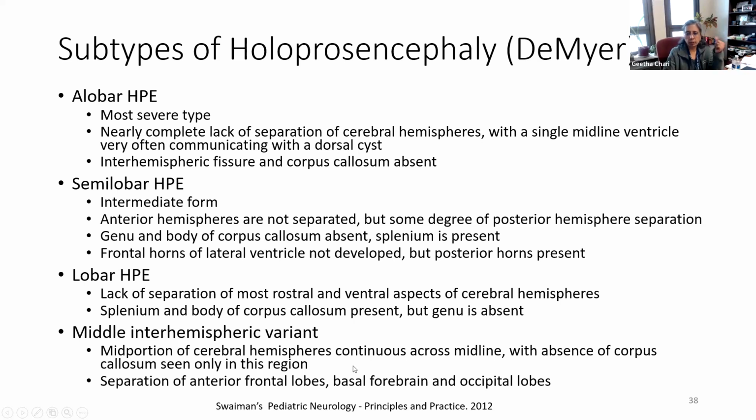And then one more variant, which is often described along with holoprosencephaly, though it's not exactly that, is called the midline interhemispheric variant, where the midline structures are a problem. So the mid portion of the cerebral hemispheres become continuous over the midline, and there you don't have the corpus callosum, but the frontal lobes and the occipital lobes and the basal forebrain are separated. So some people include that as a variant of holoprosencephaly, some people may not. So these are the different types of holoprosencephaly.